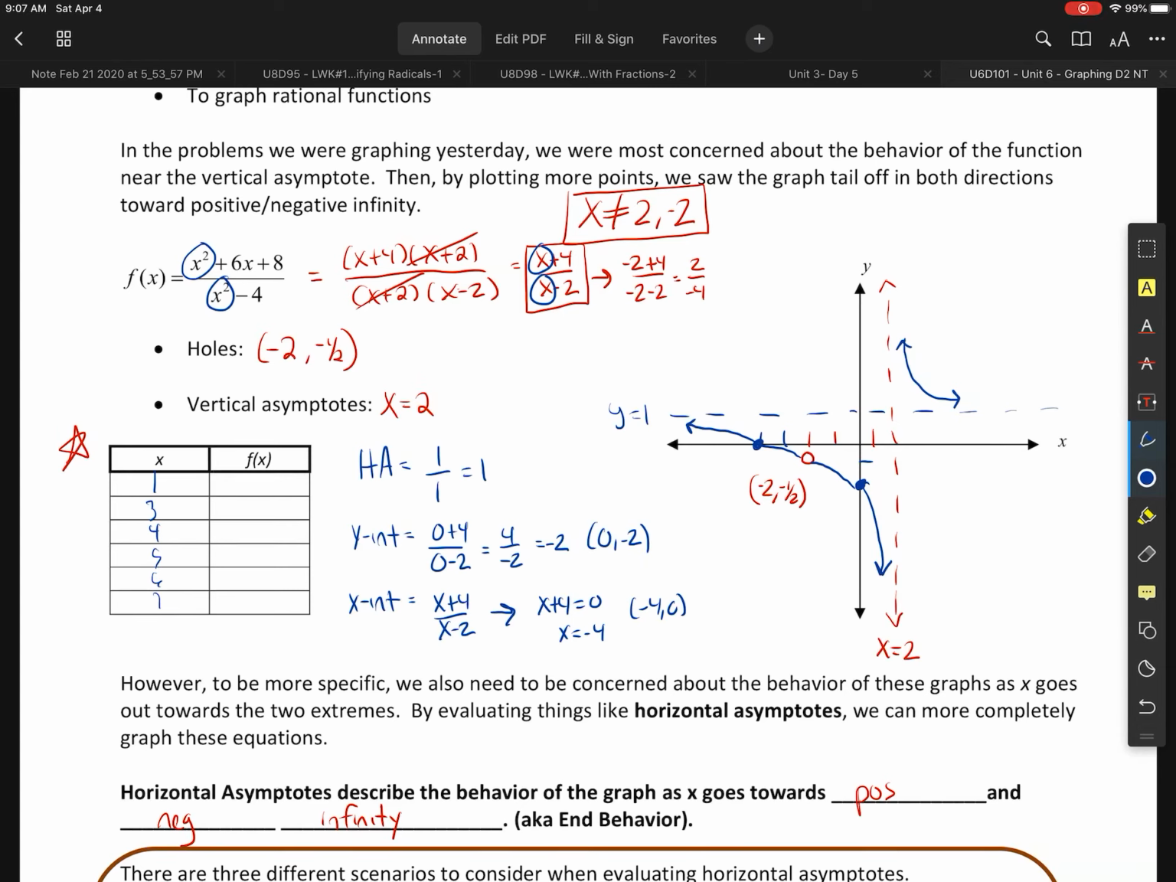So compared to yesterday, where we had a hole and a vertical asymptote, now we have a vertical asymptote, a horizontal asymptote, a hole, an x-intercept, and a y-intercept. Will every single graph have x-intercepts and y-intercepts? Not necessarily. If the horizontal asymptote is the x-axis, we can't have an x-intercept. If the vertical asymptote was the y-axis, we wouldn't be able to have a y-intercept. So those are some things to think about.